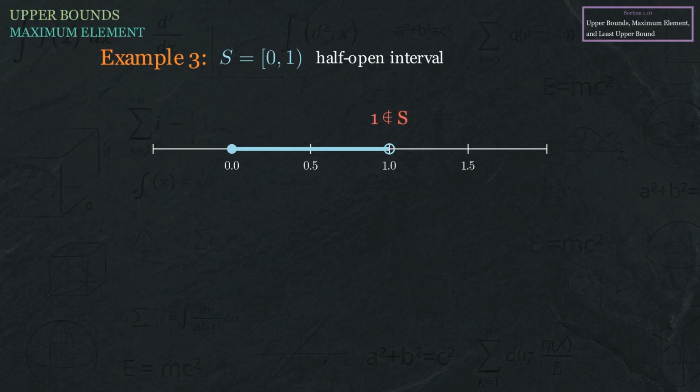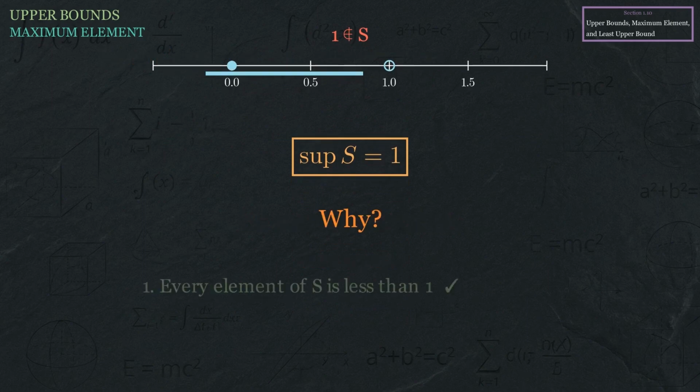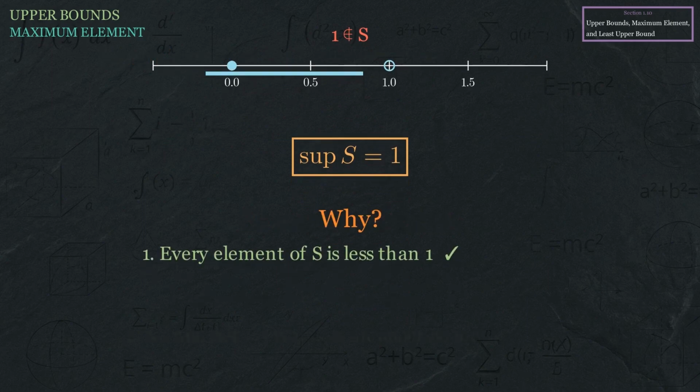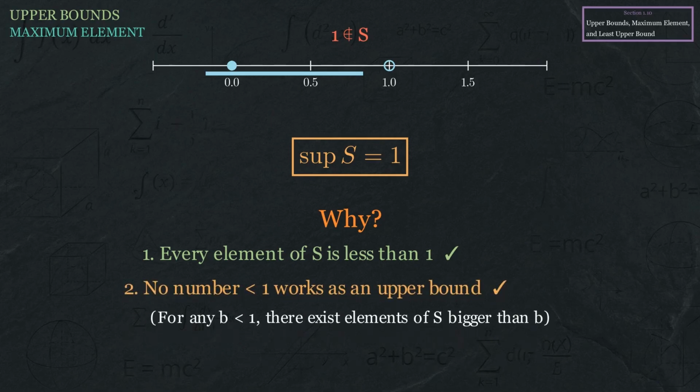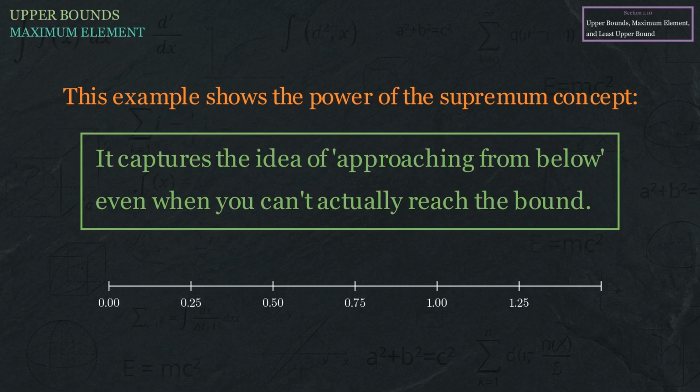This set is bounded above by 1, but 1 is not in S, so there's no maximum element. However, 1 is still the supremum. Why? Because, first, 1 is an upper bound. Every element of S is less than 1. And second, no number less than 1 is an upper bound, because for any number less than 1, I can find elements of S that are bigger than it. So sup S equals 1, even though 1 is not in S. This example shows the power of the supremum concept. It captures the idea of approaching from below even when you can't actually reach the bound.